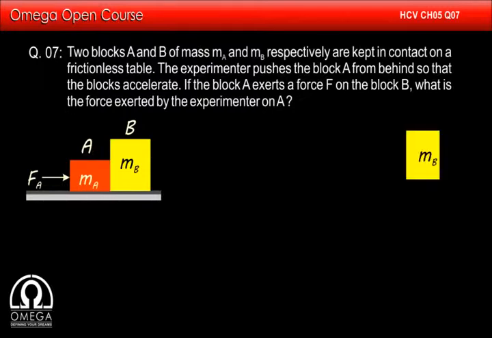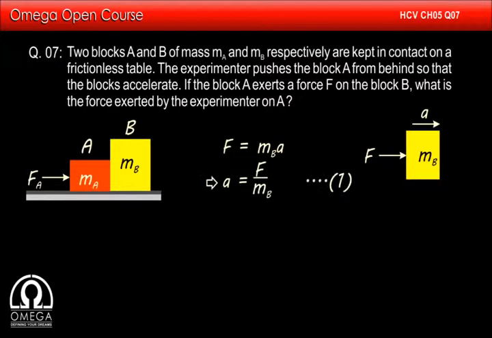Let us draw the free body diagram of block B. As is given in the question, block A exerts a force F on B. There is no other horizontal force acting on block B. Block B will accelerate because of this force. Let this acceleration be a. Since net force is equal to mass into acceleration, F must be equal to MB into a, or a is equal to F divided by MB.